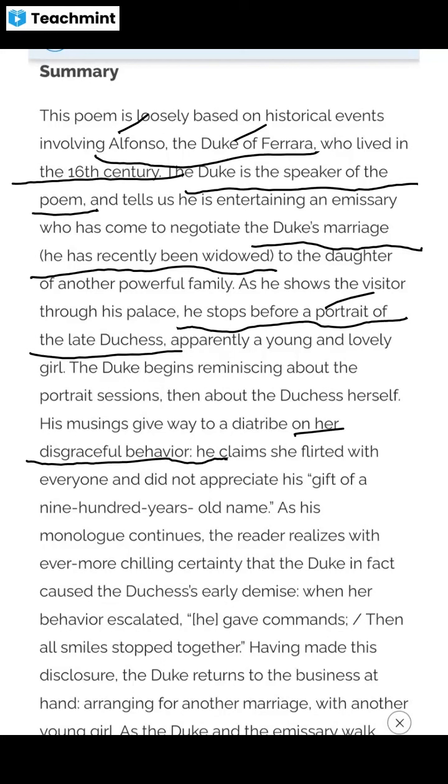Apparently a young and lovely girl. The Duke begins reminiscing about the portrait session, then about the Duchess herself. His musings give way to diatribe on her disgraceful behavior.